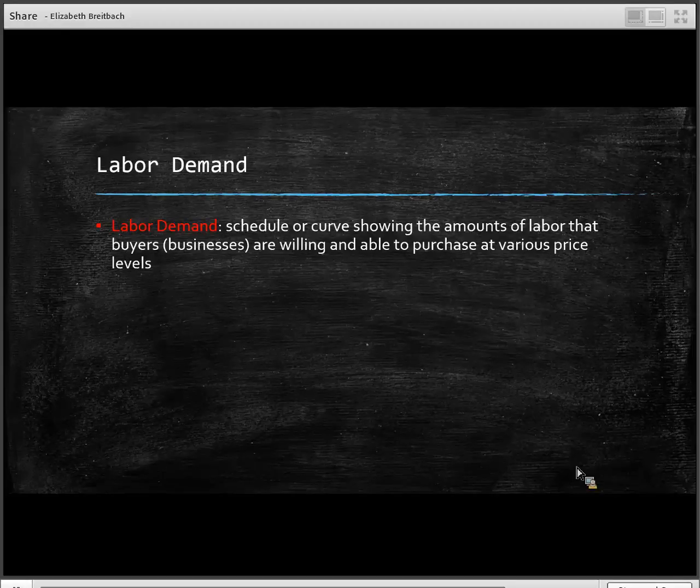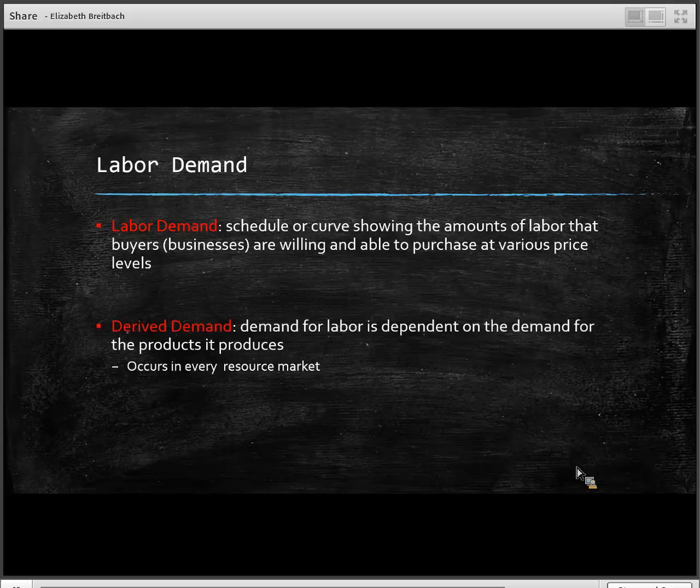They're the ones that are going into the market and demanding labor. They're consuming the labor that we as households supply. And when we're thinking about labor demand, it's the curve that's going to show us the amount of labor that buyers are willing and able to purchase at all the different price levels. It's going to look very similar to our demand when we're looking at the market level. We have that downward sloping demand curve. We're assuming a perfectly competitive market.